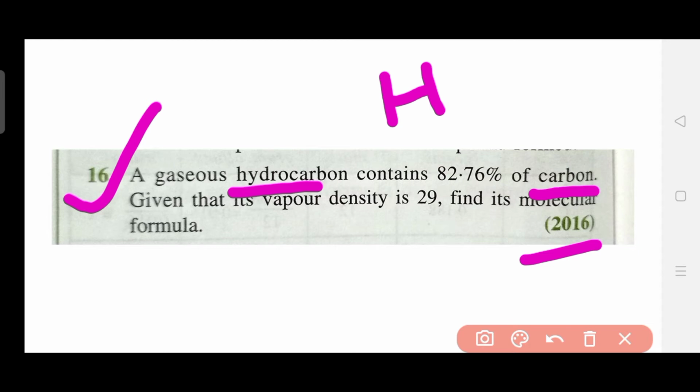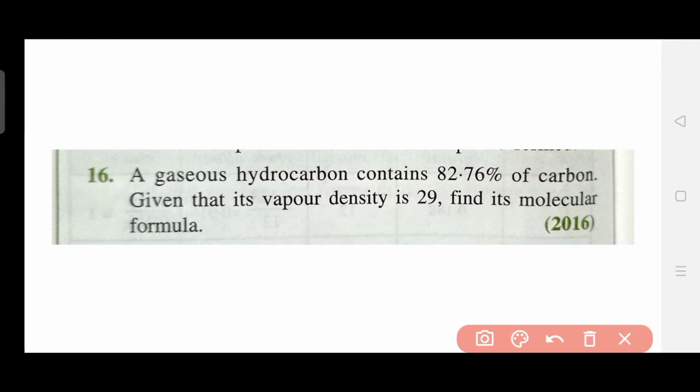Okay, next, here you can also see that vapor density has been provided. So using this vapor density, you need to find out the molecular formula. The most important thing is to note that formula which I provided in the third question, and then you can easily find the answer for all these questions.